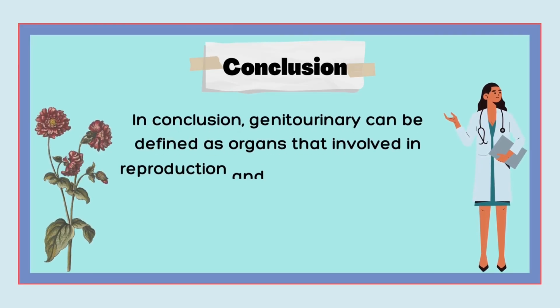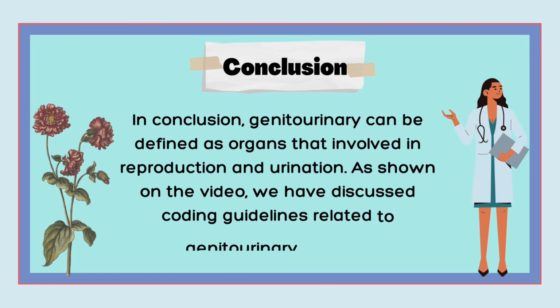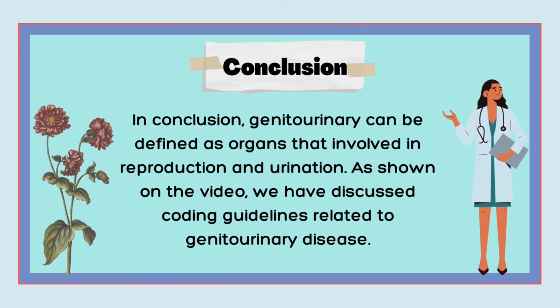In conclusion, genitourinary can be defined as organs that are involved in reproduction and urination. As shown in the video, we have discussed coding guidelines related to genitourinary disease. That's all from us. Thank you.